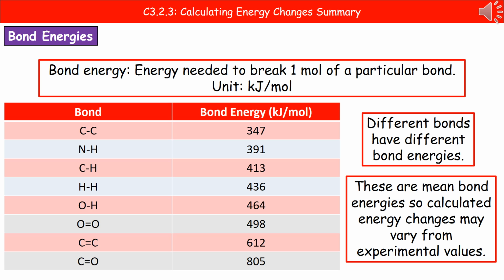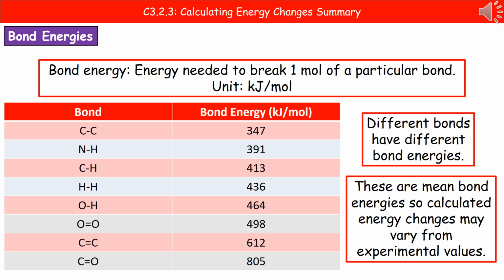The first thing we need to know then is what the phrase bond energy actually means. So anytime we talk about a bond energy, we're referring to the amount of energy that we need to break 1 mole of a particular bond, and it's measured in the units kilojoules per mole. So the table in the bottom left there just gives you a selection of different bonds and the amount of energy that's required to break 1 mole of them.